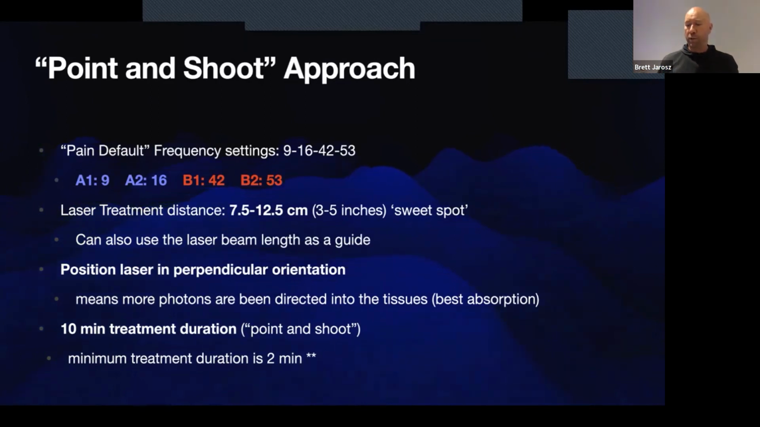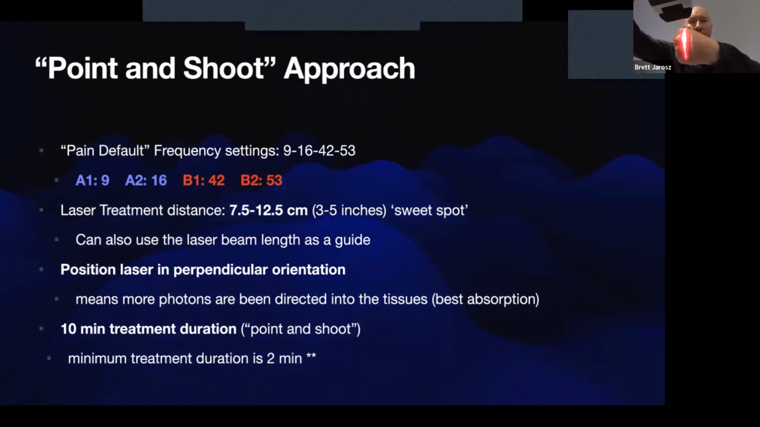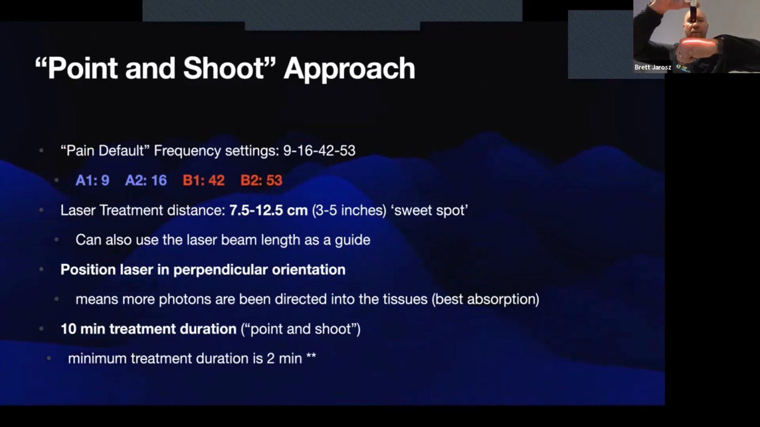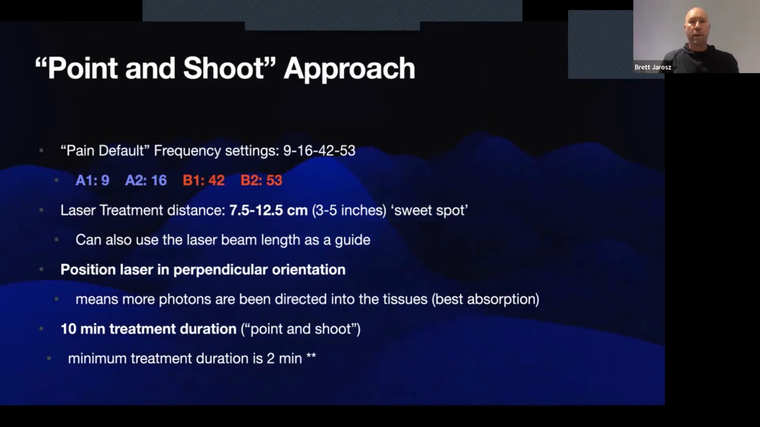The general rule with point and shoot, so once we turn this on, whatever it is that you're doing, so if I've got my hand here, we are just lasering point and shoot, and we want that to be about 10 centimeters away. That's the sweet spot. And then we want the laser to be, in this particular case, perpendicular. So I wouldn't want it angled away from the tissues. The more perpendicular I can have it to the tissues that I'm trying to laser, the more photon energy is going to be absorbed. We're going to get the best absorption by having that being done.